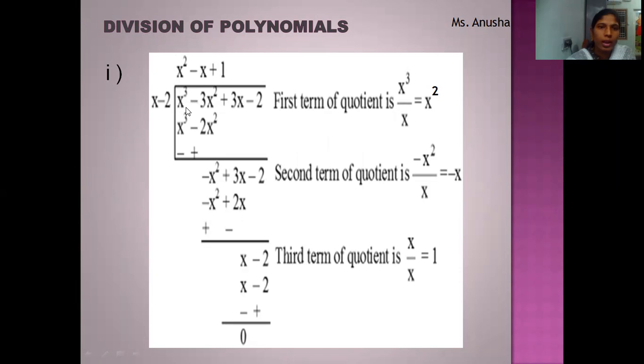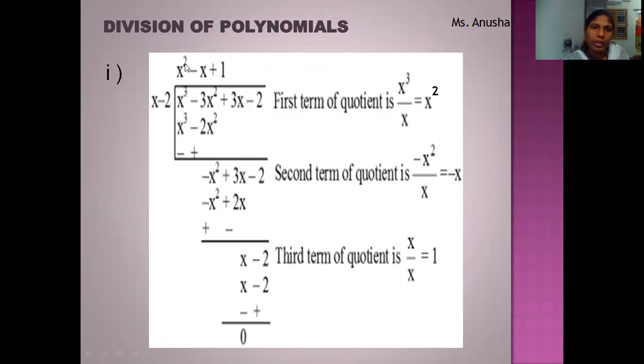See here, x cubed minus 3x square plus 3x minus 2. When you divide this by another polynomial, x minus 2, what you have to do is take the first term of the polynomial, x cubed, and divide it by the first term of the divisor polynomial, x. So x cubed by x equals x square. That term becomes the quotient part, so here you put x square.